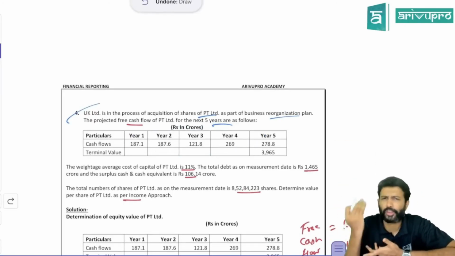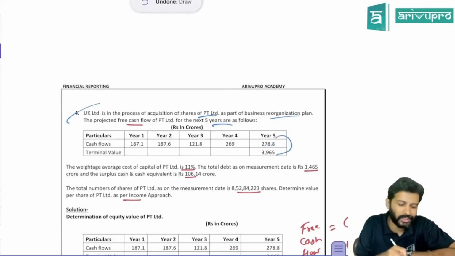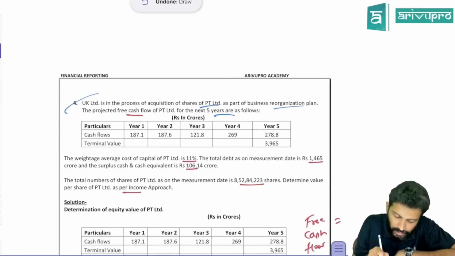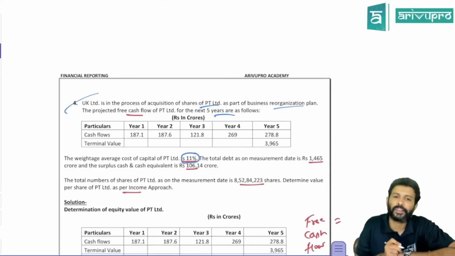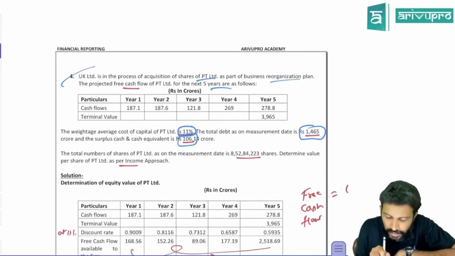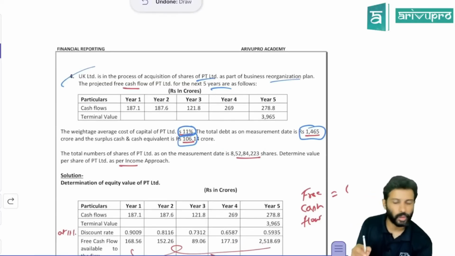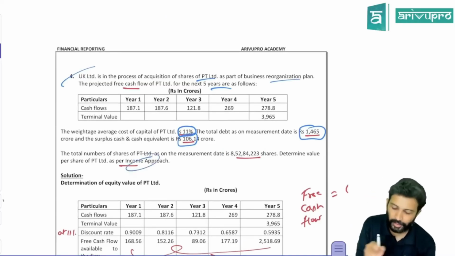They will give you a discount factor. So what we need to do is find out the present value. They have given terminal value also. Terminal value means at the end of the year, so do not forget to consider this. Weighted average cost of capital, so discount factor is 11%. Debt value is 1465. Cash value is 106.64. The total number of shares on the measurement date is 8 crore 52 lakh 84,223 shares. You need to find out the fair value per share.